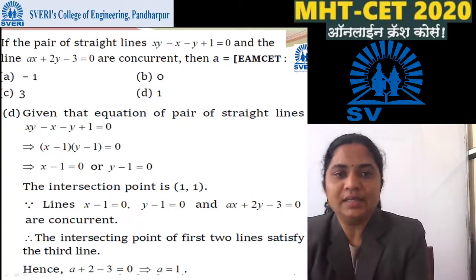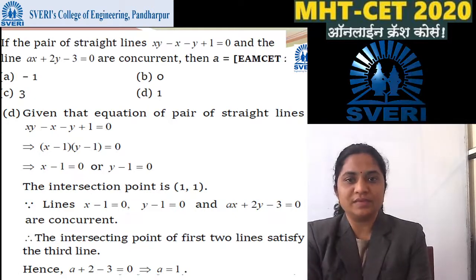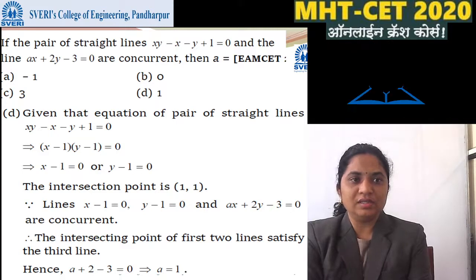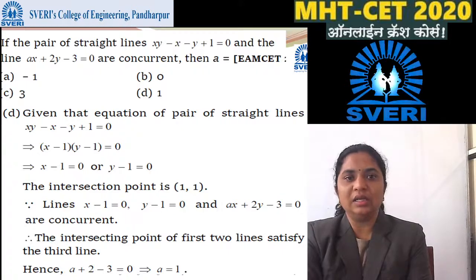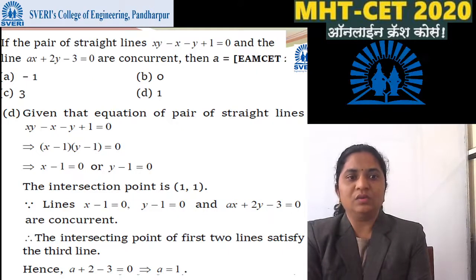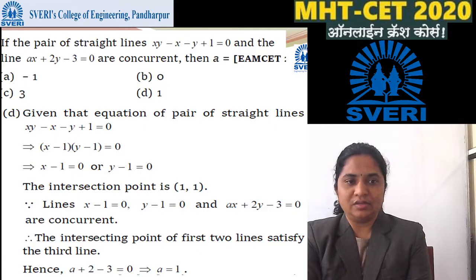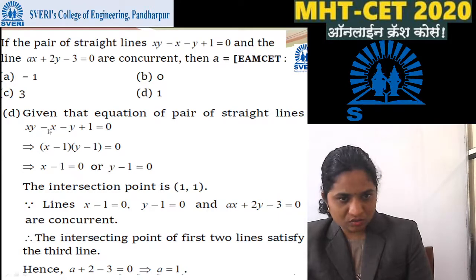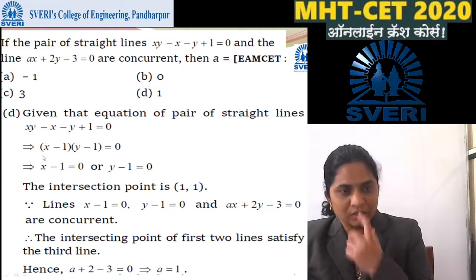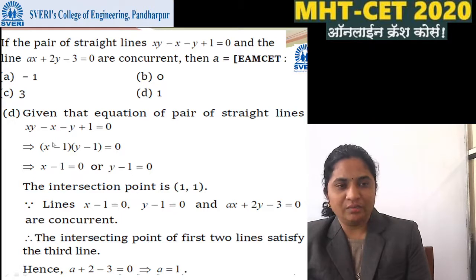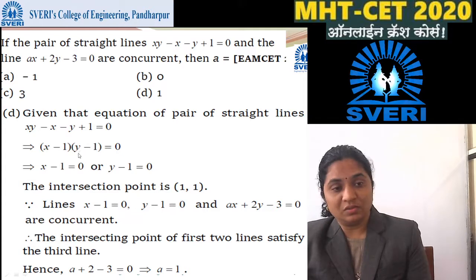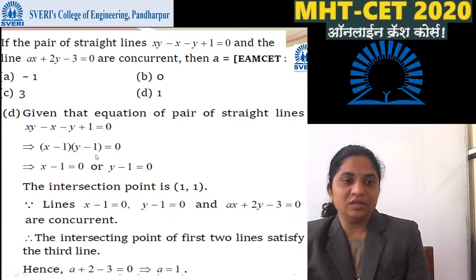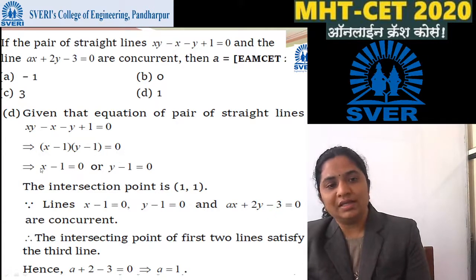Next question: if the pair of straight lines xy minus x minus y plus 1 equal to 0 and the line ax plus 2y minus 3 equal to 0 are concurrent, then A is equal to what? The first is the equation of a pair of straight lines. We can separate these two lines by seeing that in the first two terms x is common. Take it out, x into y minus 1. If we take the minus sign out, minus 1 into y minus 1. Solving that, we get x minus 1 into y minus 1 equal to 0. That is x is 1 and y is 1.